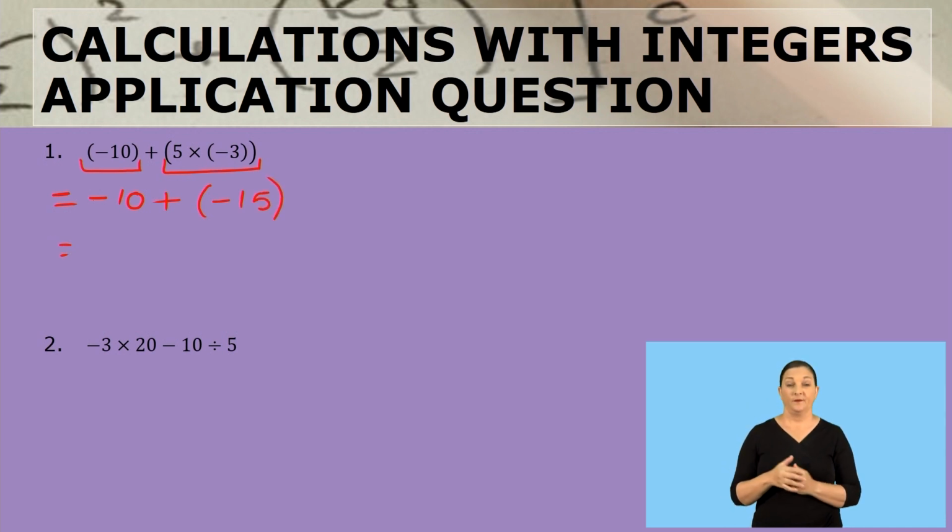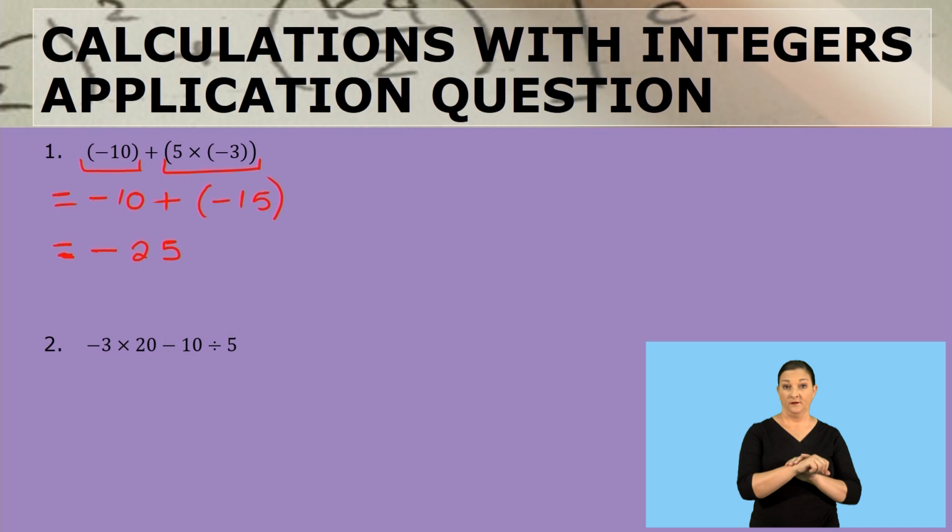Now, we are no longer multiplying or dividing, but we are adding two negative numbers. We are going to be saying negative 10 plus a negative 15. And if your answer is a negative 25, then you are absolutely correct. Well done to you. Let's look at the next one.